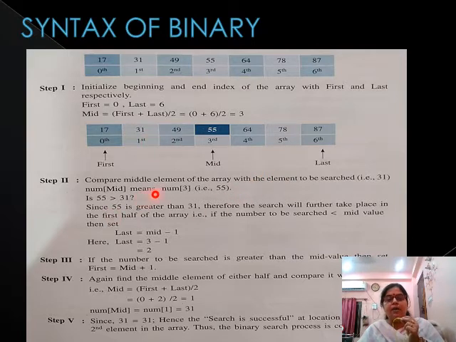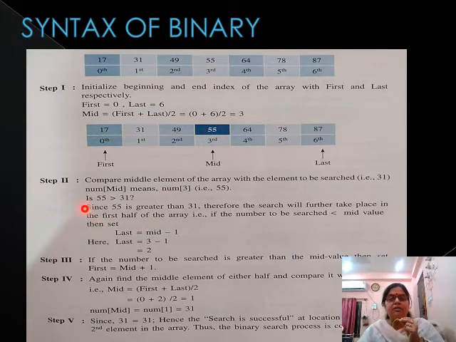Second step: compare the middle element of the array with the element to be searched. This comparison is needed because we have to search for a number, suppose 31. At mid, that is index 3, we have 55. Within the array, mid means its value, but without the array it means its index number.